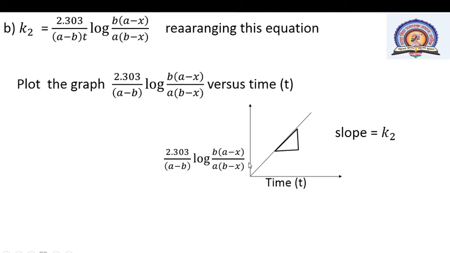Now on the y-axis, 2.303 divided by (a minus b) log of b into (a minus x) divided by a into (b minus x), and on the x-axis, time t. Now here the nature of the graph is a straight line. Slope is equal to k2. That means k2 is equal to the slope.